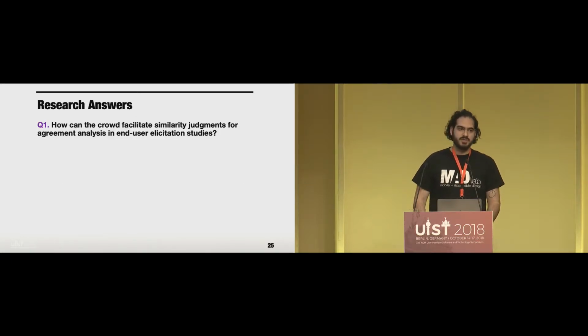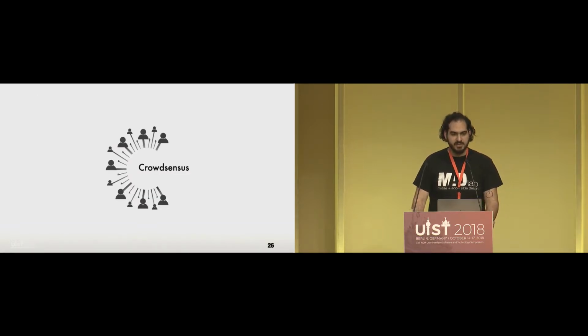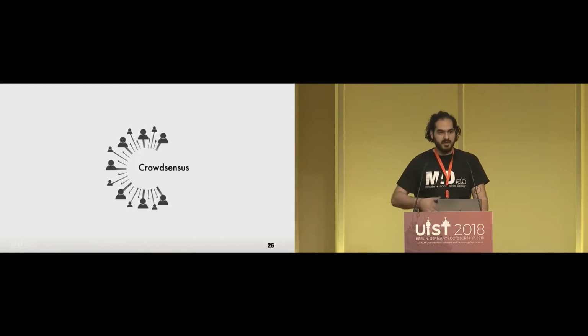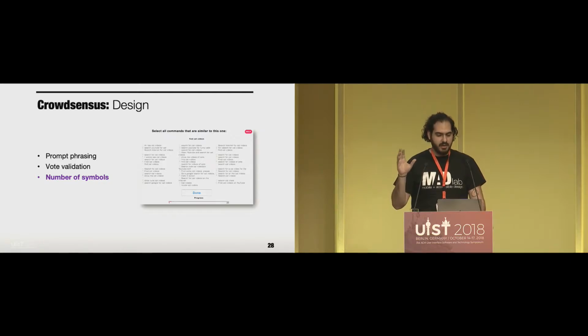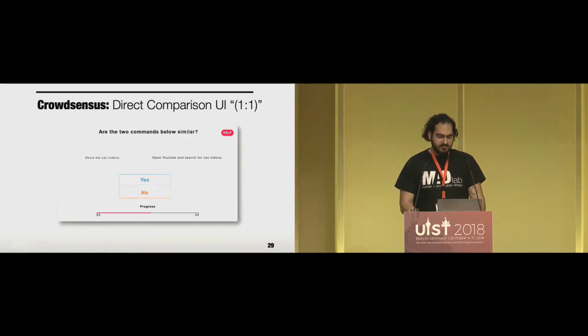So to answer our first research question, how can we get the crowd to provide this agreement analysis? We created a web-based system called Crowdsensus, which is available for researchers, where they can upload a list of symbols, and then Crowdsensus generates custom web pages that can be deployed to online workers, where they can vote on the similarity of those symbols. In order to design these interfaces, we did a number of pilots and tested different things like the prompt phrasing and ways to validate the votes that we're getting. And we also tested different ways to present different numbers of symbols together, which is what I'm going to expand on now. So we had three different designs of the interface.